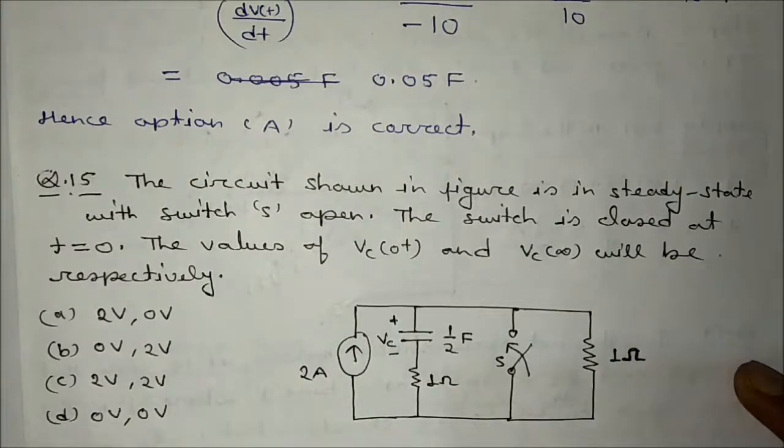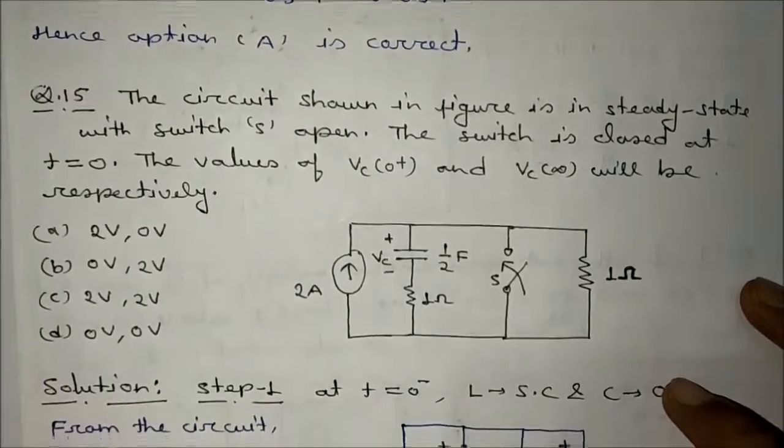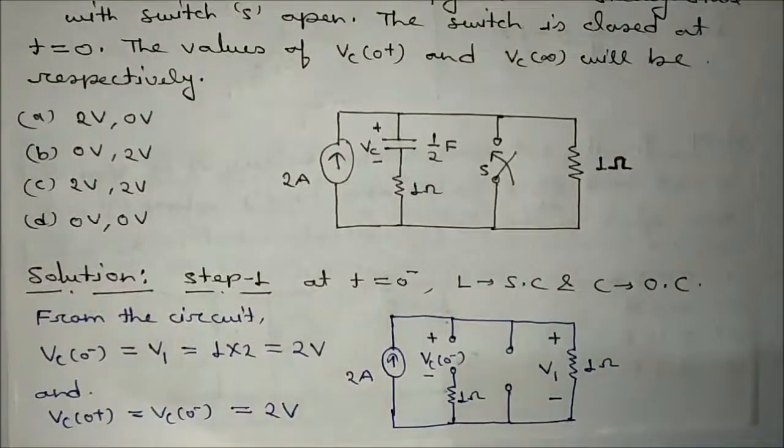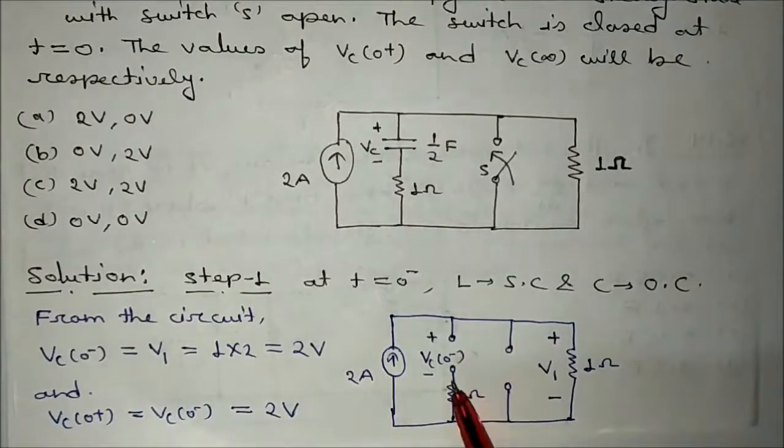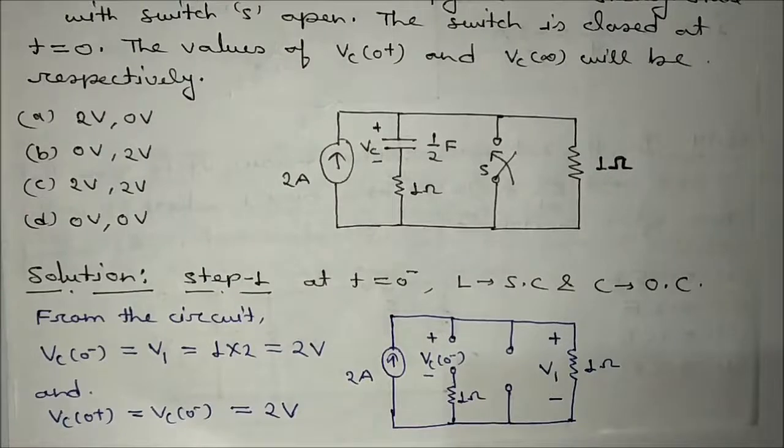Step 1, at t equal to 0 minus, L will be shorted, C will be open circuited. Just draw the circuit at t equal to 0 minus. C will be open circuited, this will be Vc 0 minus. Okay, there is no L, that means neglect it.